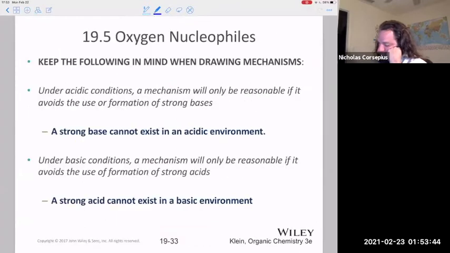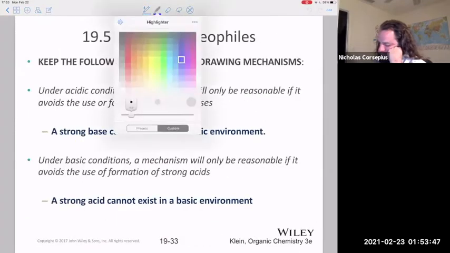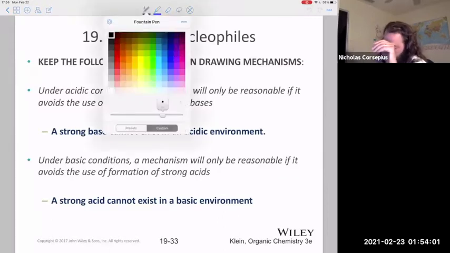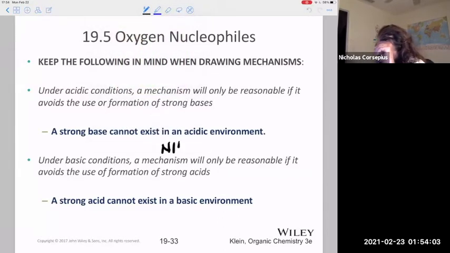Okay, just sort of a rule of thumb when you're drawing reaction mechanisms is to think about the acidic and basic conditions, sort of exactly what I've been hammering home about the charge. The bottom line is that you can't have a strong base existing in an acidic environment, right? So you can never have something like this as an intermediate in your acidic environment. It just will not exist.